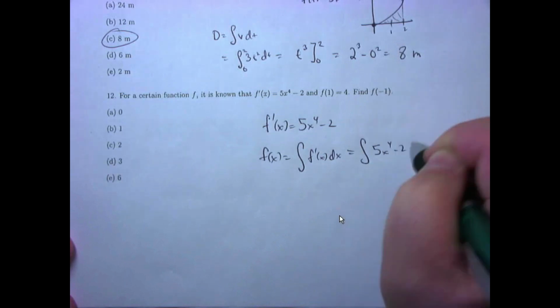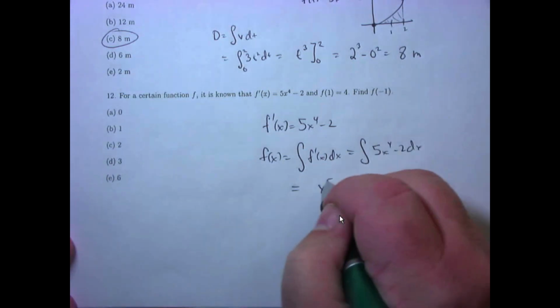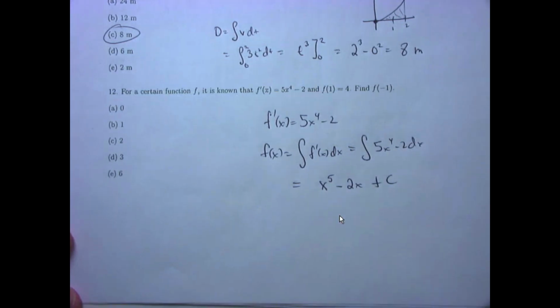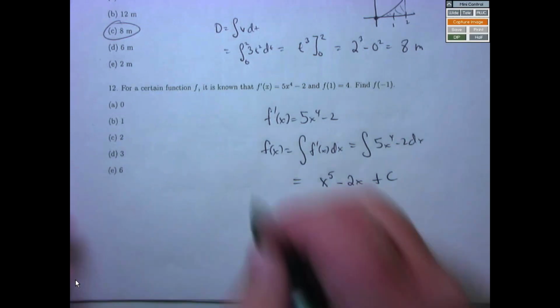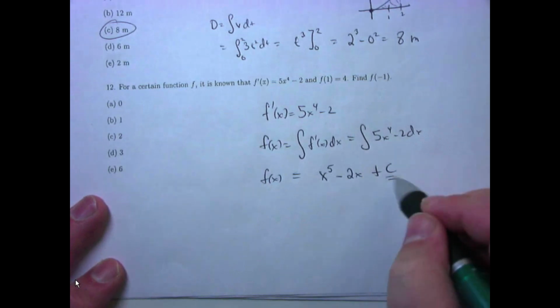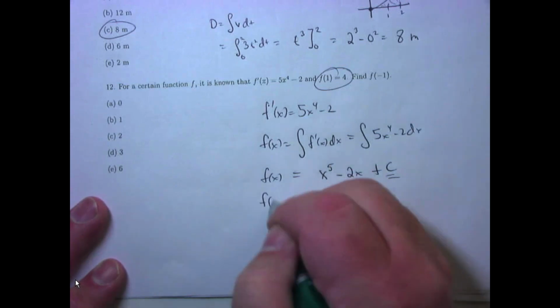This would be the integral of 5x to the fourth minus 2 dx. The integral would be x to the fifth minus 2x, but don't forget I'm going to have plus c. Does that make sense? So here's f of x. But to actually get what the actual function is, I got to figure out what c is. That's why they always give you this quote-unquote initial condition, setting you up for a class called differential equations here.